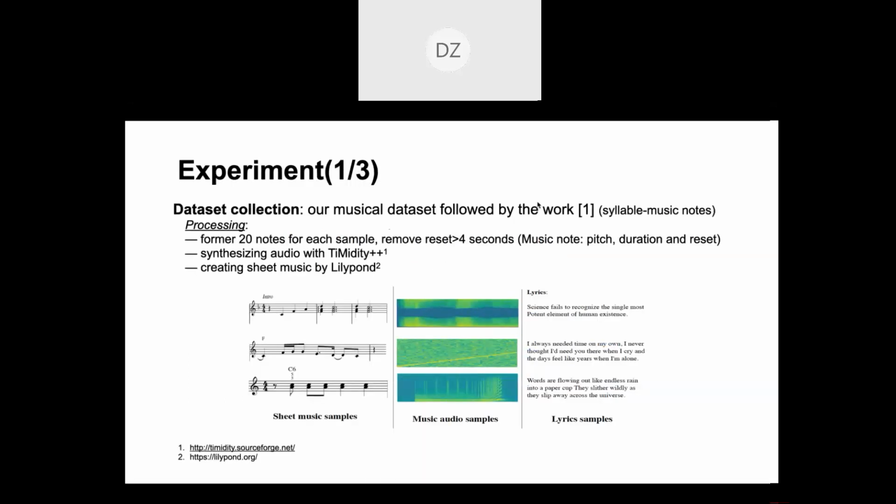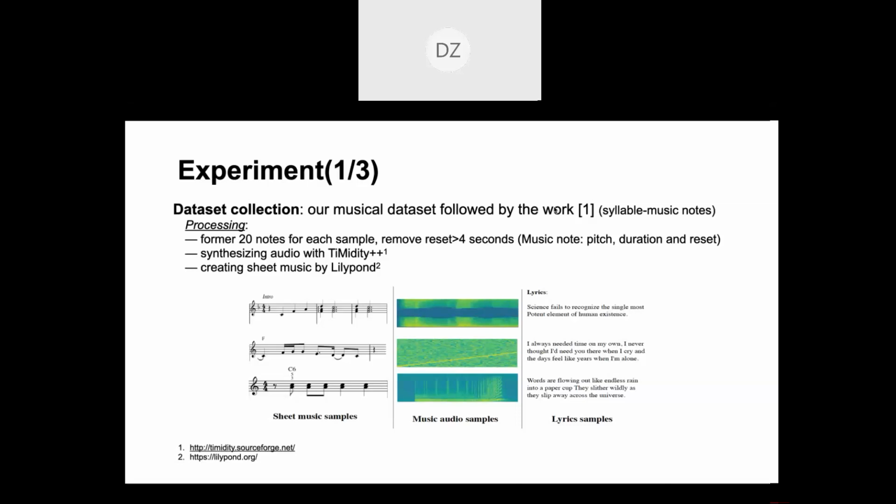So the data collection, our music dataset follows another work in our group. In this work they have the music notes and the lyrics paired, but the lyrics is the syllable structure. So we do some processing. We select the former 20 notes for each sample and remove the rest that is longer than 4 seconds.